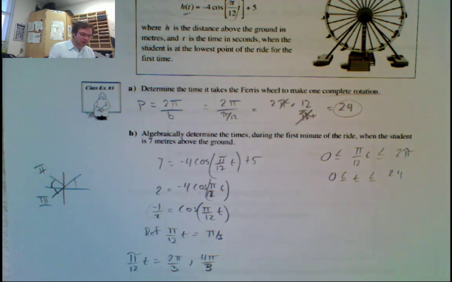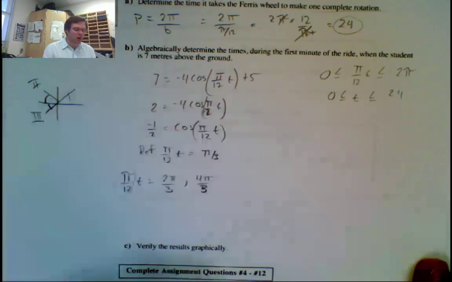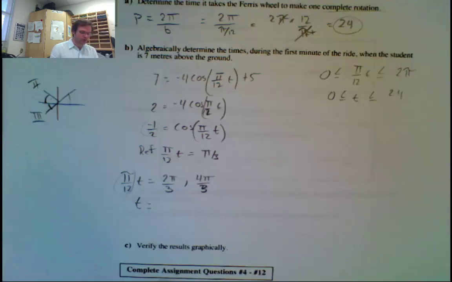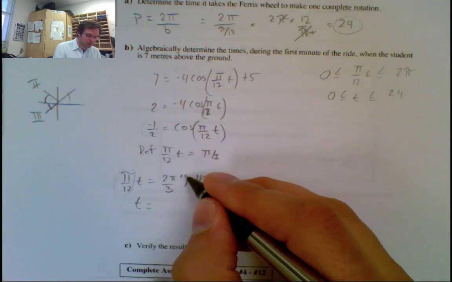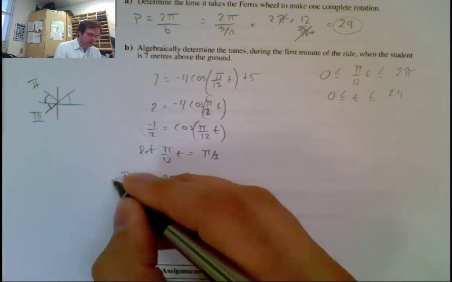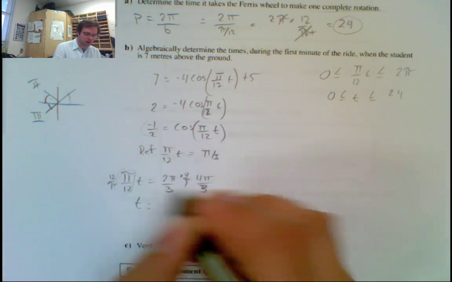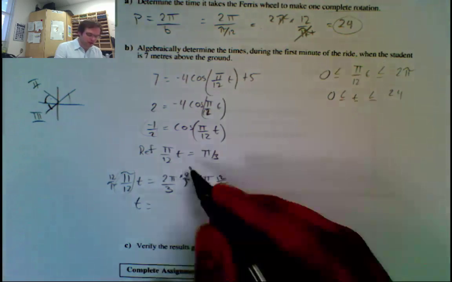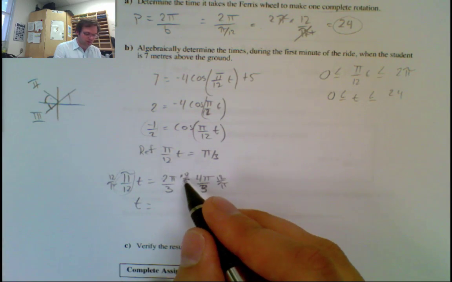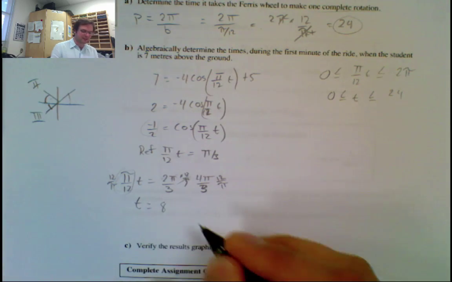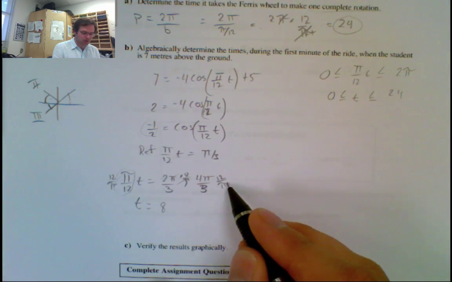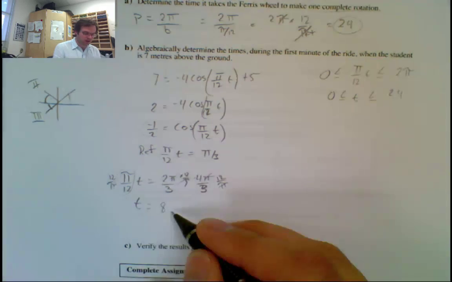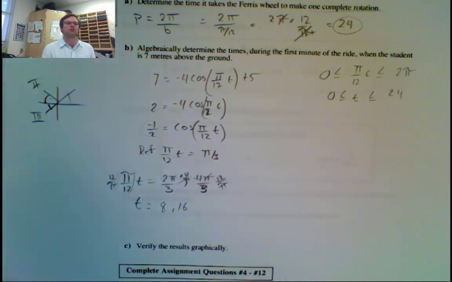Now I look at this a little bit more. We want to figure out what just t is, what my time is. So to get rid of this pi over 12, I'm going to multiply both sides by 12 over pi to cancel it out. If I multiply by 12, that gives me 24, the pi's cancel off, and 24 divided by 3 is 8 seconds. And here the pi's cancel off, 4 times 4 is 16. So now I have my two times.